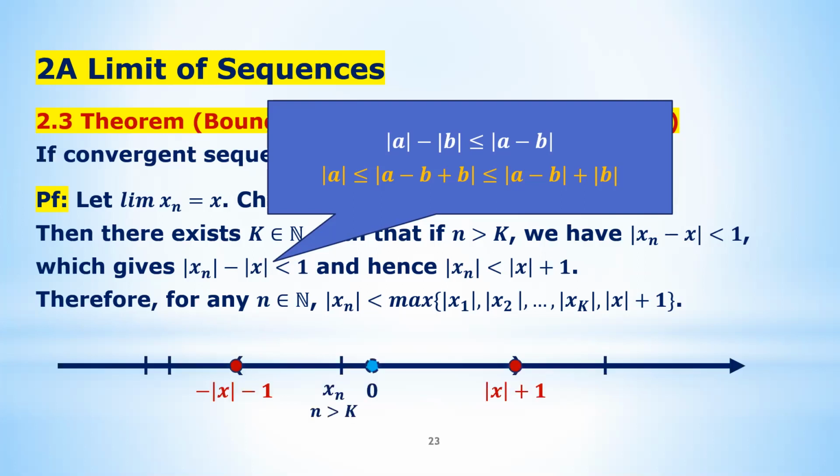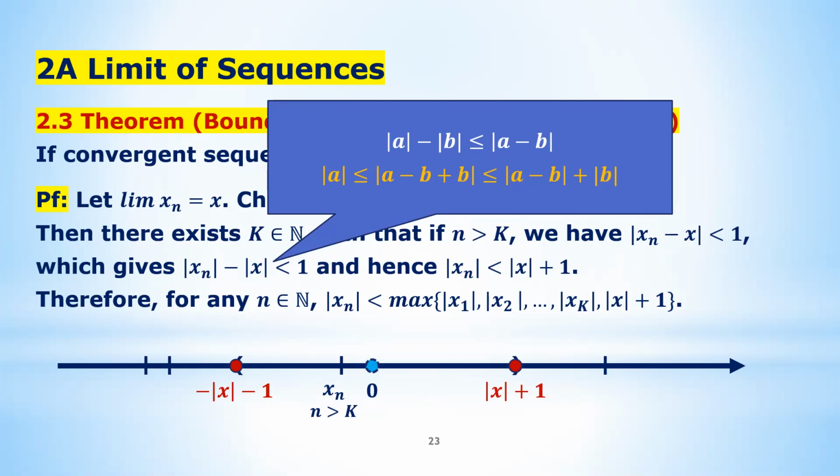Look at this situation. The whole sequence is inside an interval whose left endpoint is minus the absolute value of x minus 1, and whose right endpoint is the absolute value of x plus 1. I denote these two endpoints in red. You can see that when n is greater than K, xn will automatically be inside this red interval. Of course, there are some other terms outside of this interval.